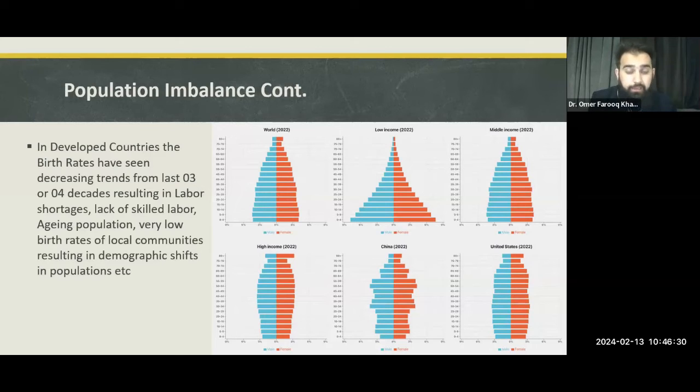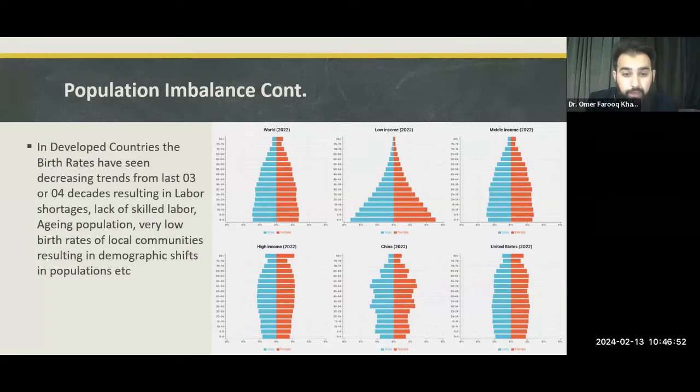Then there is a high income group. For example, just as a test case scenario, we talk about Germany. So Germany has a problem, Germany and Japan, these two countries have a problem of aging populations. Now look at a high income country.